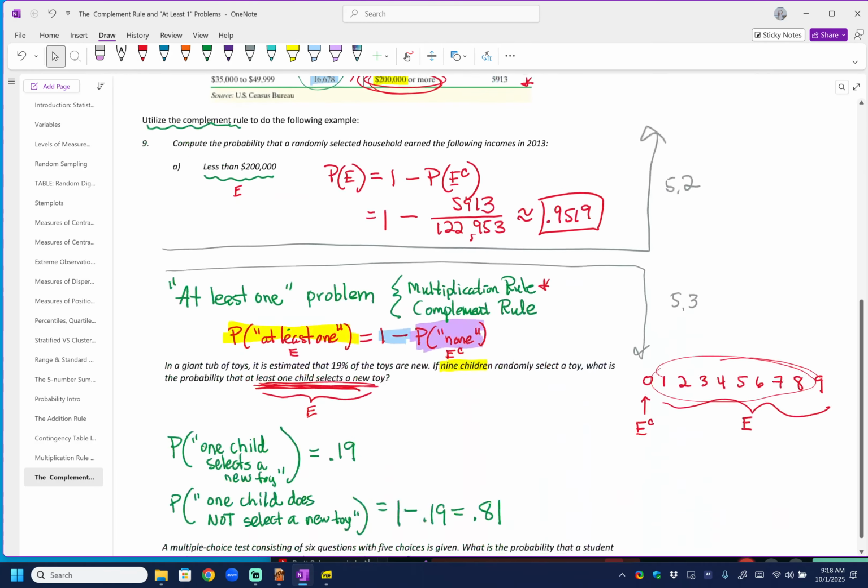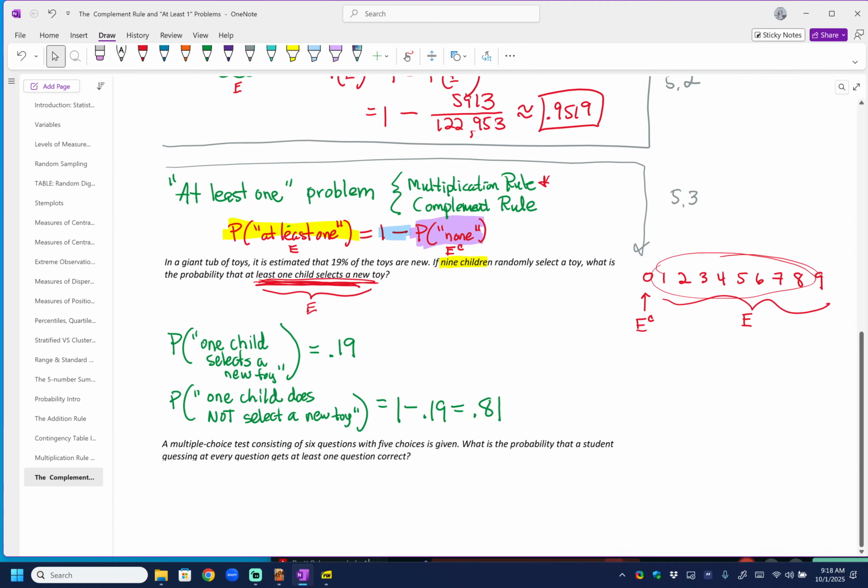If it's 0.19 that they select a new toy, it's 0.81 that they don't. Okay, so this is when it gets a little trickier. Our problem is not asking for just one child picking a toy, like these probabilities over here are insinuating. Instead, it's asking for 9 children. In order to accomplish a probability for 9 children, we're going to need the multiplication rule.